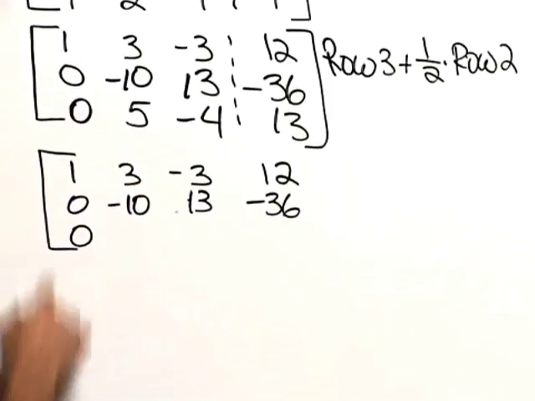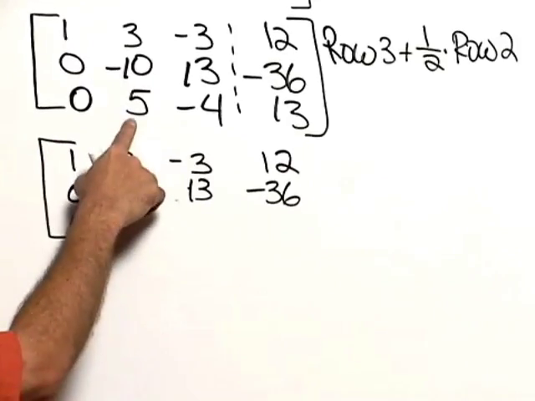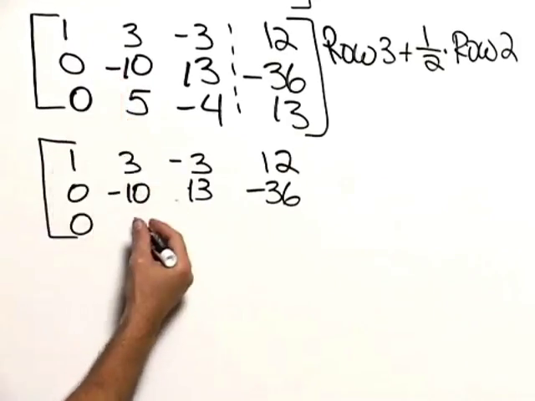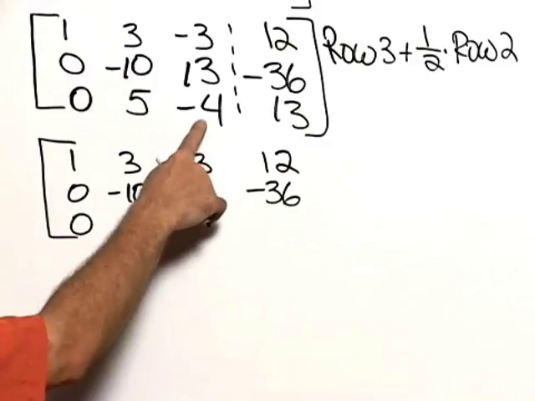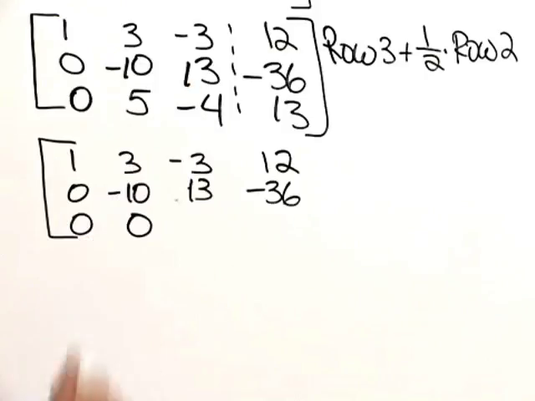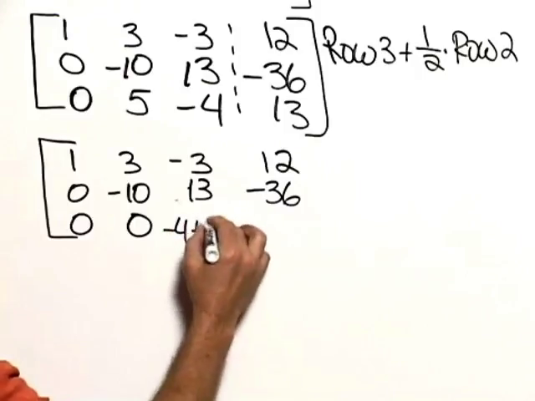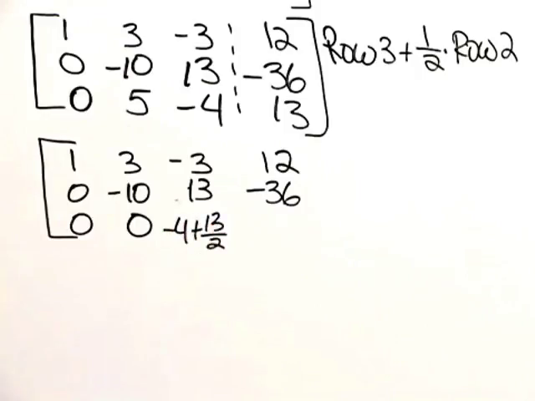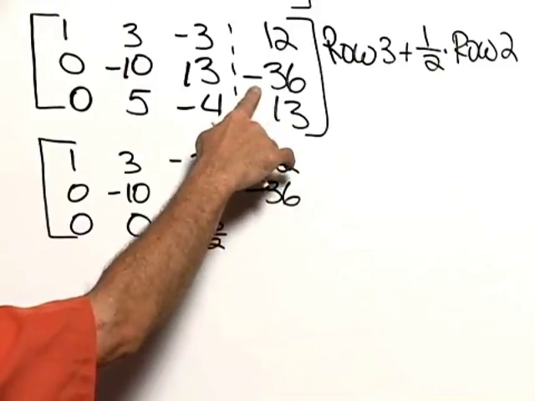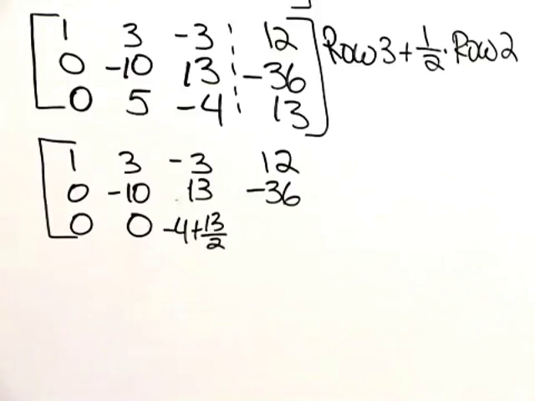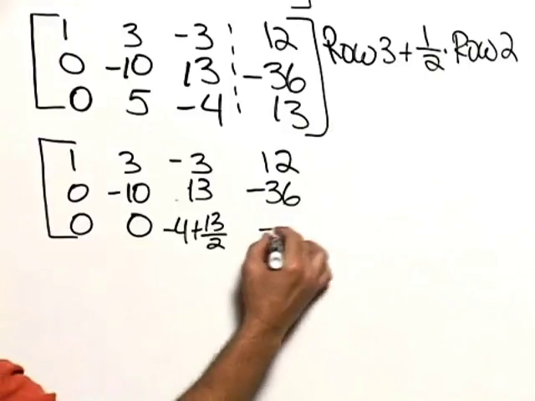Row 3 plus half of row 2. So that's 0 plus half of 0 is 0. 5 plus half of negative 10 is 5 plus negative 5, 0. Negative 4 plus half of 13, so it's negative 4 plus 13 halves, and let's deal with that in a moment. And then it's 13 plus half of negative 36. Well, half of negative 36 is negative 18. 13 plus negative 18 is negative 5.